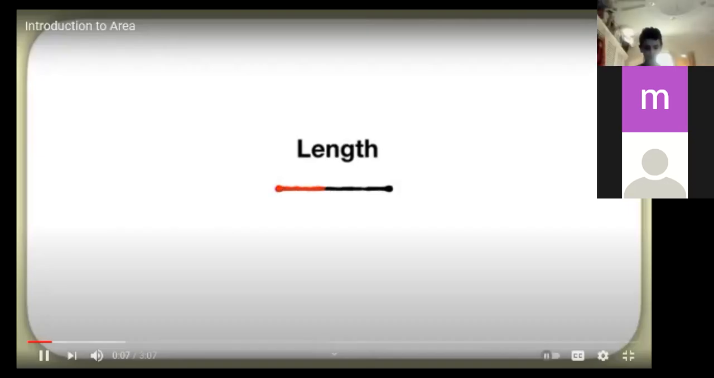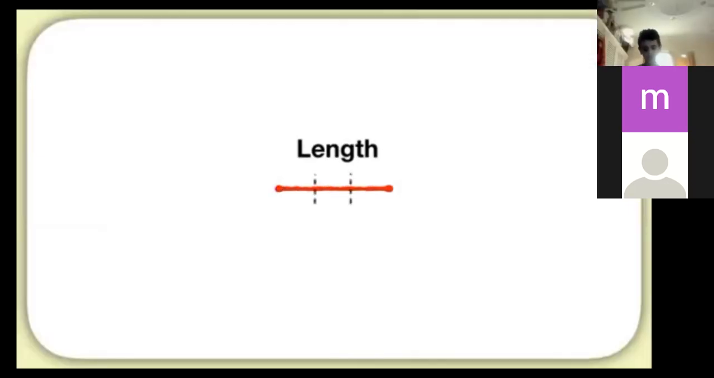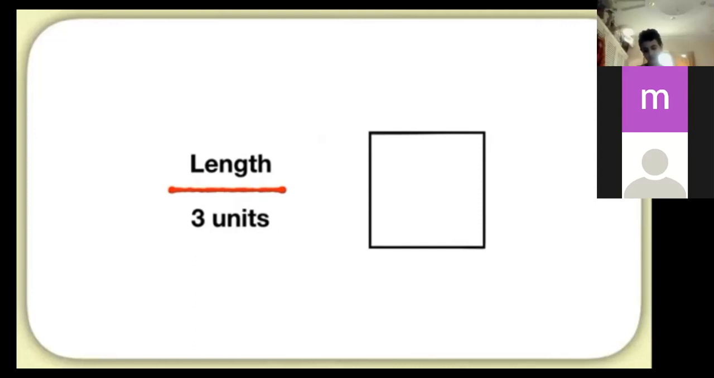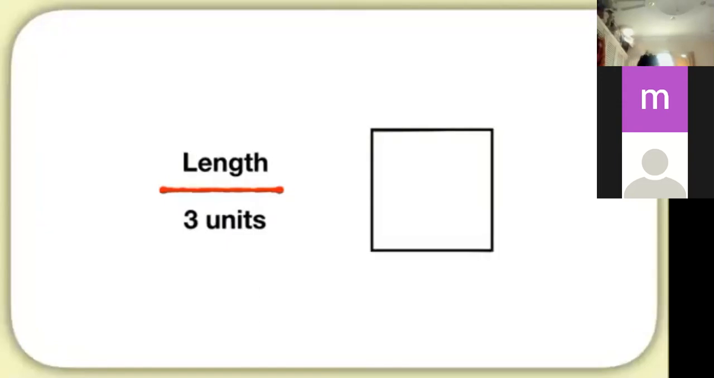Measure its length. I could measure that it has a length of 3 units. But what about something like this square? Well, when I'm measuring the size of something like a square, I do it by using area. How do I do that?